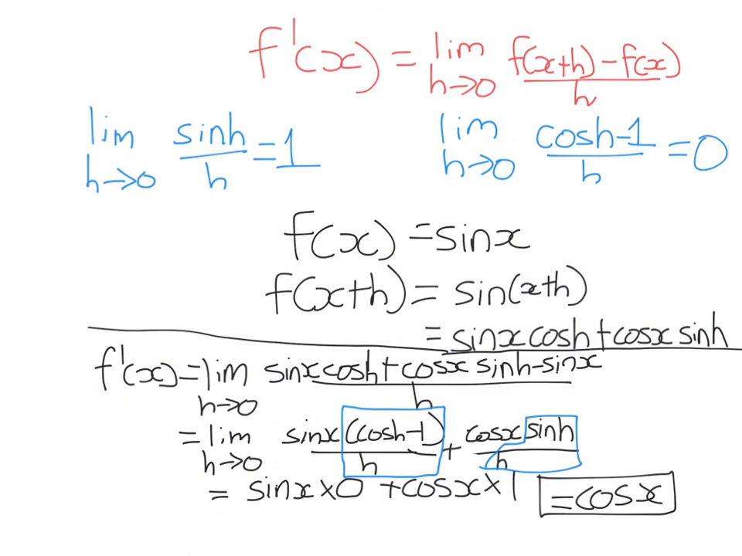So what we've learned here is that the derivative of y equals sine x is equal to cos x. The reason is first principles and a couple of these limits here.